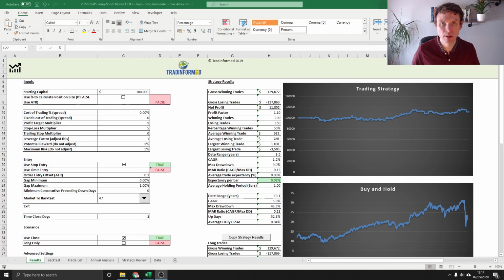On the screen you can see the backtest model that I'm using for this test. This is a trade-informed backtest model. It is built in Excel using Excel formulas, and you can use it to test all sorts of different types of trading strategies. If you want more information, there is a link on the screen at the moment and below this video.